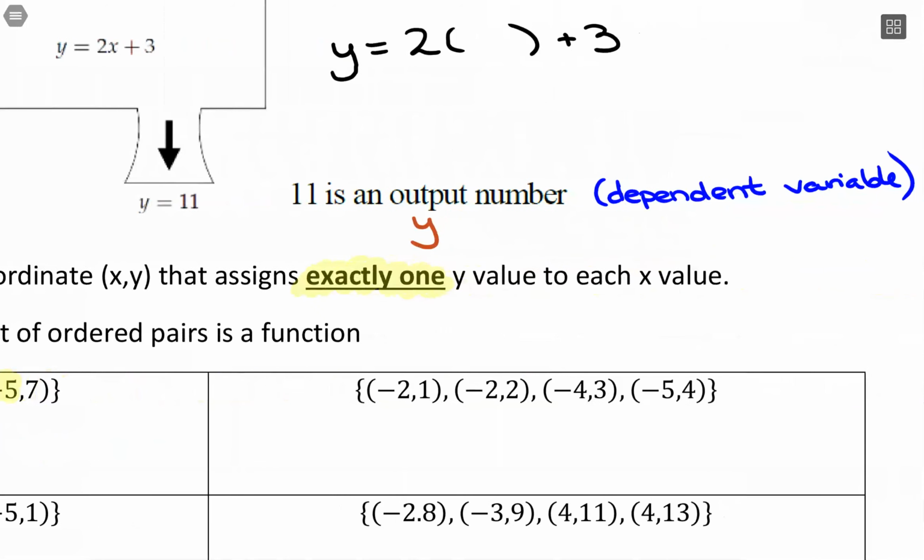In this second case, looking through the x values, I can see I have x equals -2 showing up twice, and it's mapping to different values.